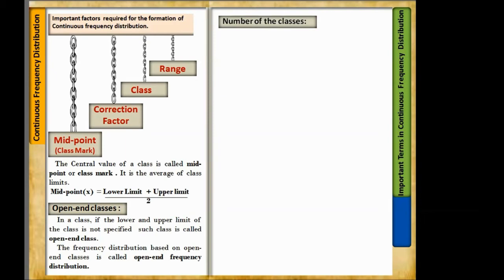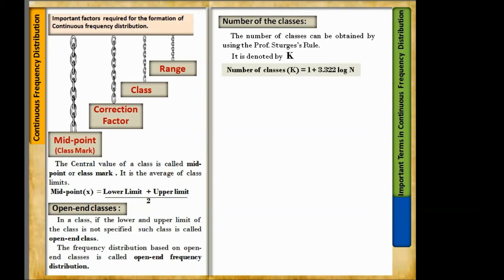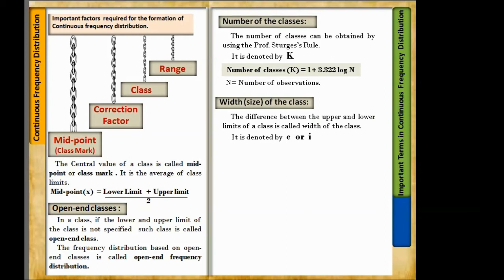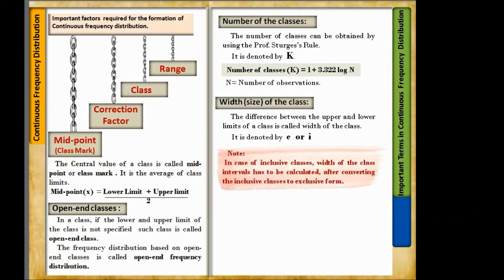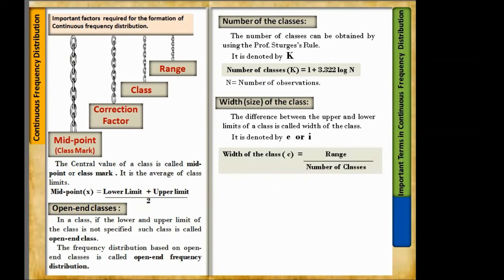Number of classes. The number of classes can be obtained by using Professor Sturges' rule. It is denoted by K. Number of classes equals 1 plus 3.322 log n, where n is the number of observations. Width of the class or size of the class. The difference between the upper and lower limits of a class is called width of the class. It is denoted by C or I. Width of the class equals range divided by number of classes.